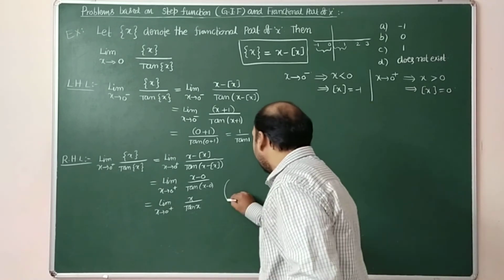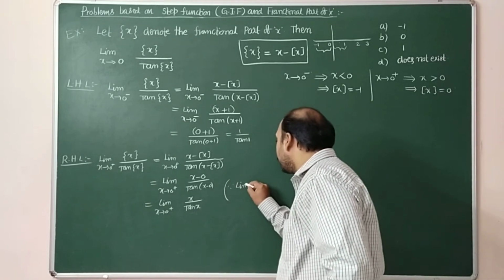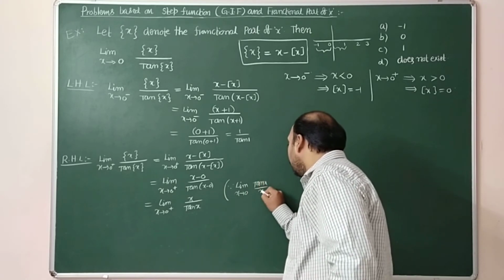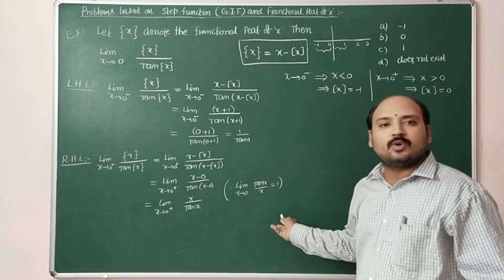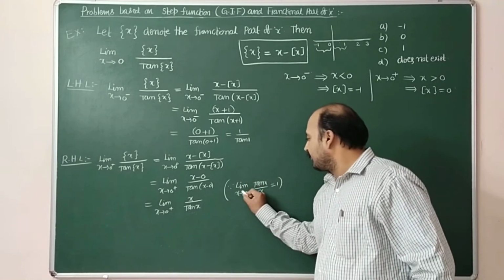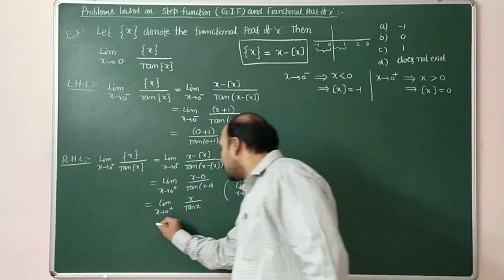We have the standard result now: limit x tends to 0 of tan x by x is equal to 1, and tan ax by x is equal to a, where a is greater than 0. According to that, x by tan x, this value goes to be 1.